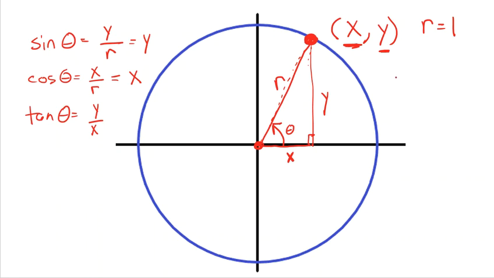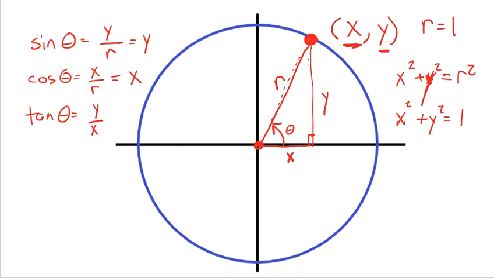The other way that they're connected is that we know x squared plus y squared equals r squared, because it's a right triangle, so that's the Pythagorean theorem. x squared plus y squared equals r squared. And if that radius is 1, because we're on the unit circle, then x squared plus y squared equals 1. It's all tied together, guys.